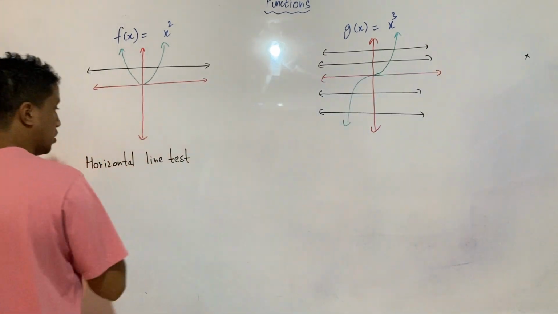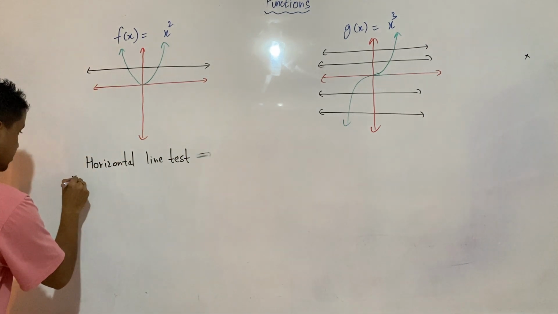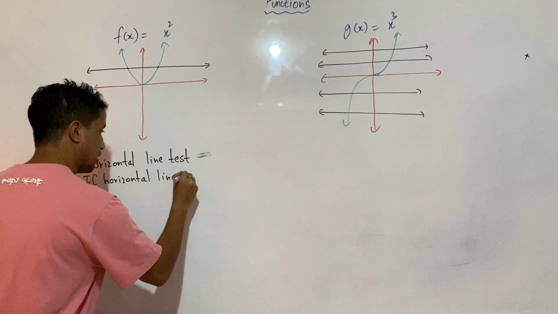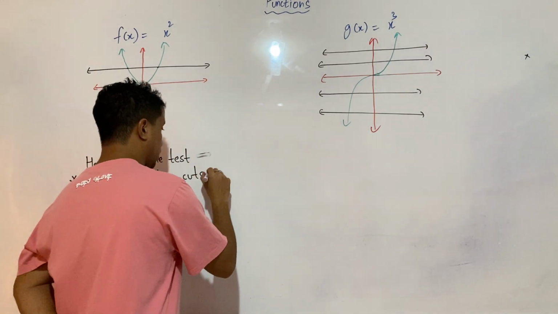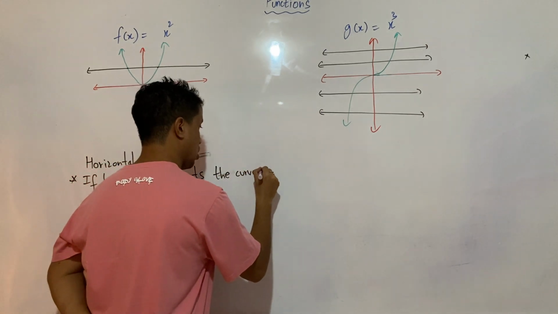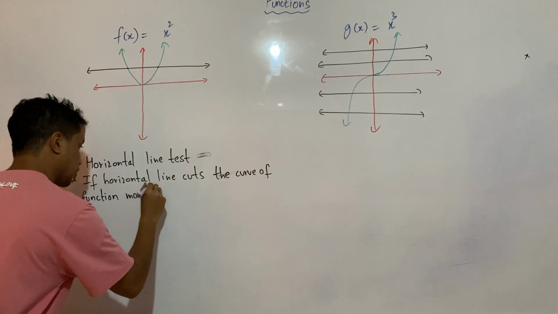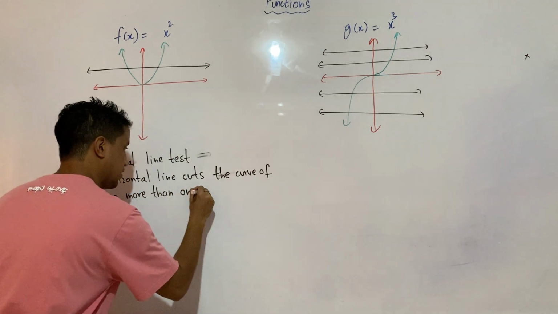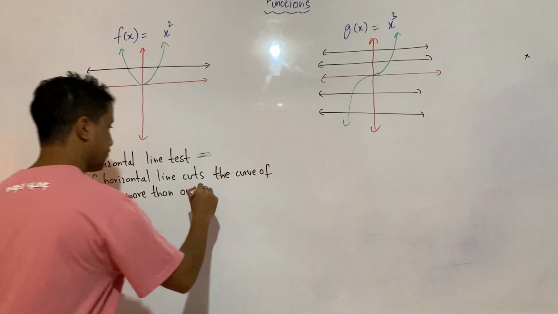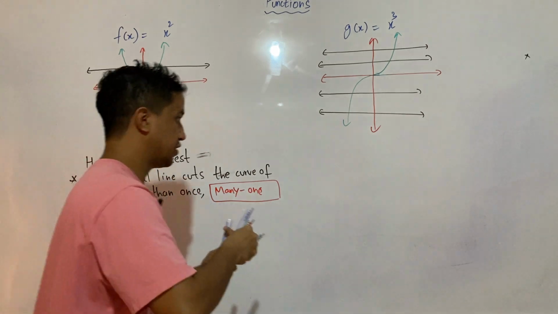Okay, if a horizontal line cuts the curve of a function more than once, then it means the function is many one. Okay, many one.